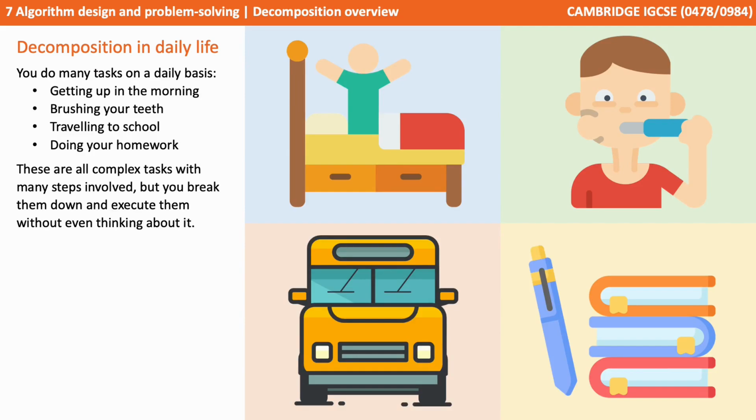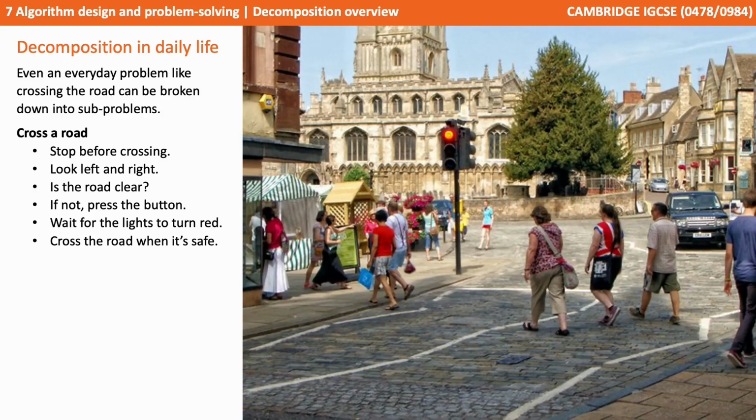You do many tasks on a daily basis: getting up in the morning, brushing your teeth, travelling to school, doing your homework. These are all complex tasks with many steps involved, but you break them down and execute them without even thinking about it. Even an everyday problem like crossing the road can be broken down into sub-problems. For example, stop before crossing, look left and right, is the road clear? If not, press the crossing button, wait for the lights to turn red, cross when the road is safe.